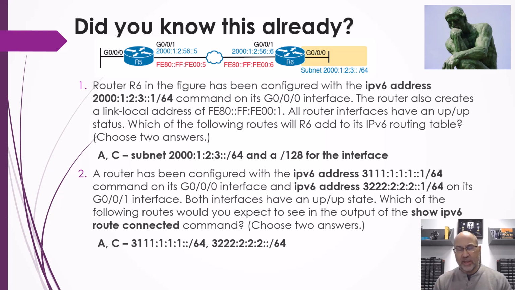Well, we know now that link locals are not in the routing table, so it'll add a globally unique address for itself and one for the prefix. Question number 2: a router has been configured with that address on one interface and another address on its G0/1 interface. Both interfaces are up. Which of the following routes would you expect to see in the output of the show IPv6 route connected command? And that would be the two prefixes.